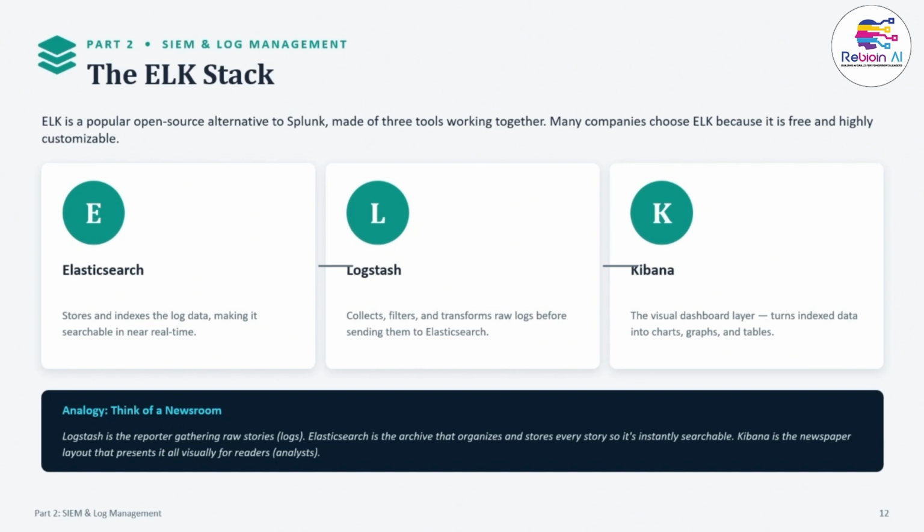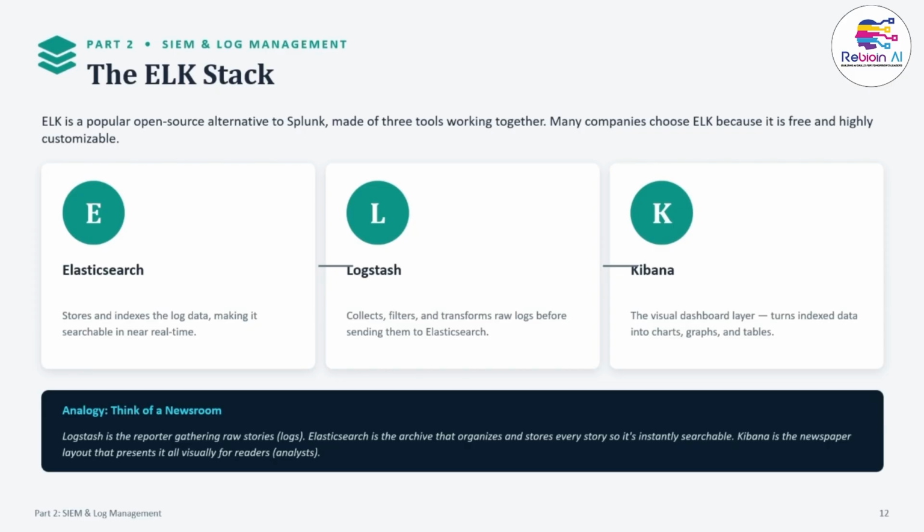L, that is Logstash. This tool collects, filters, and transforms raw logs before they get sent into Elasticsearch. It's the preparation step, that is, cleaning and organizing the data. Next, K, Kibana. This is the visual dashboard layer. It takes all that indexed data sitting in Elasticsearch and turns it into charts, graphs, and tables that a human being can actually read and understand.